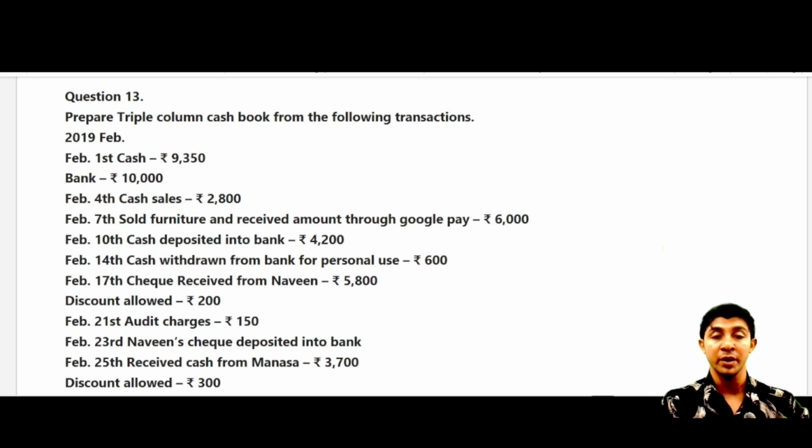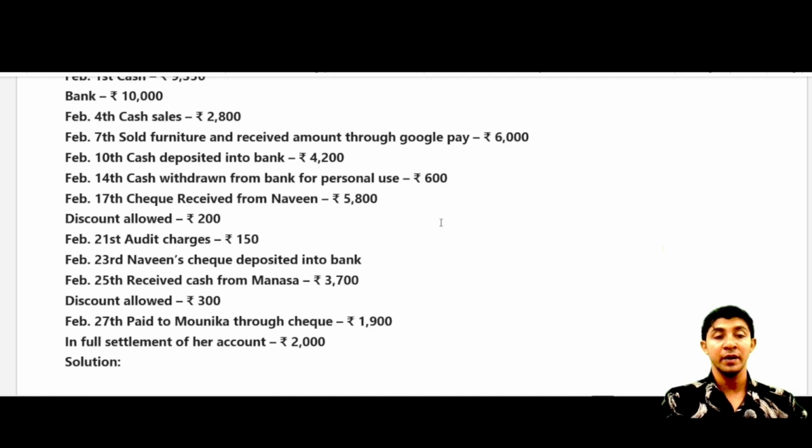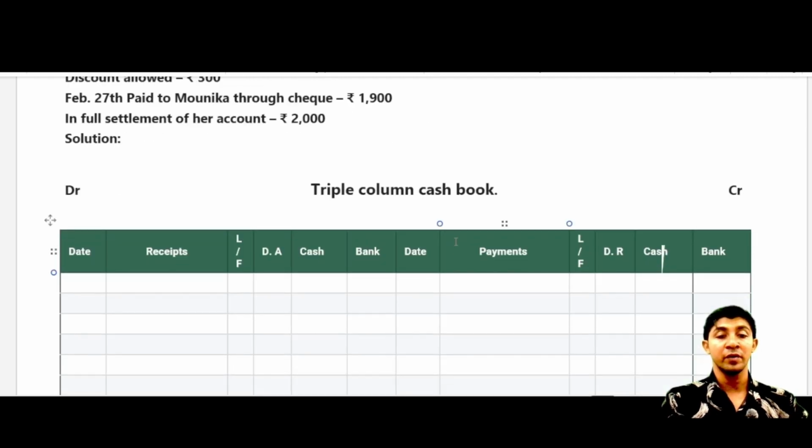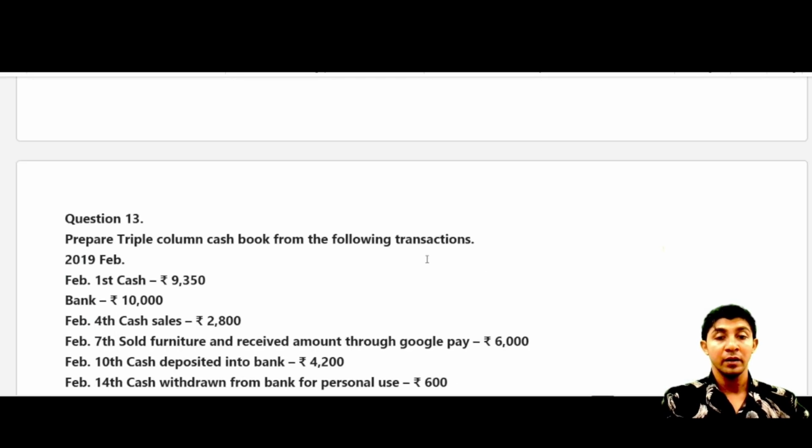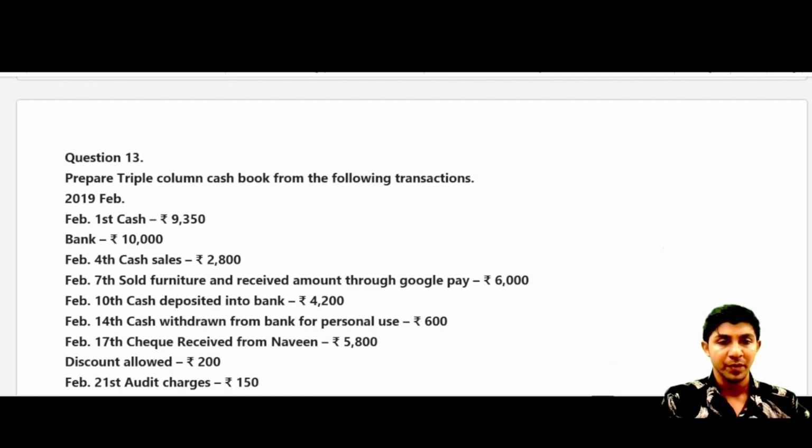We are going to solve the 13th problem of cash book from Intermediate First Year Accountancy. Now let us begin with our problem. Prepare triple column cash book from the following transactions. Immediately after reading this, we'll draw the format of triple column cash book, and let us begin with the first transaction. On 1st February 2019, cash, bank.